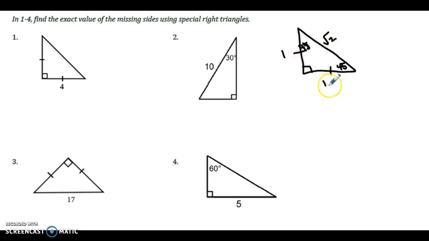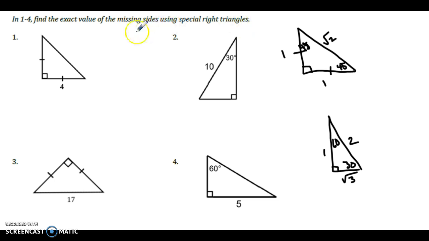And so my next one was 30, 60, 90. We have one side longer than the other, and my right angle is here. This would be 30 and this would be 60. And if that's the case, then 1 goes here, 2 goes here, and this is the square root of 3. Okay, so I use these triangles that would be similar to the triangles that we're looking at today.